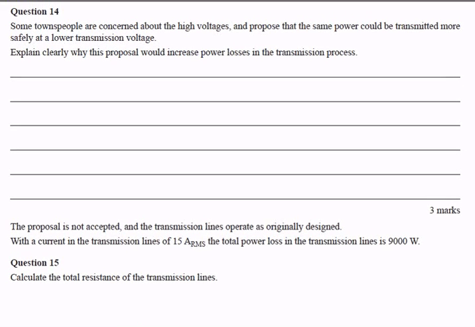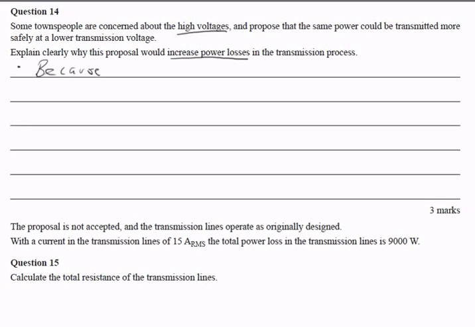Some townspeople are concerned about the high voltages, and they propose the same power could be transmitted more safely at a lower transmission voltage. Explain clearly why this proposal would increase the power losses in the transmission process. Right, this is 3 marks, so we want 3 dot points here. So the same power at a lower voltage.